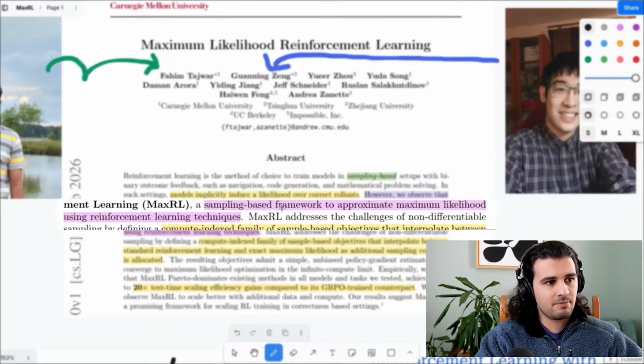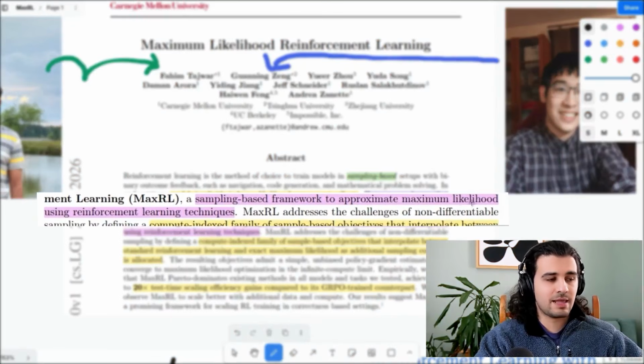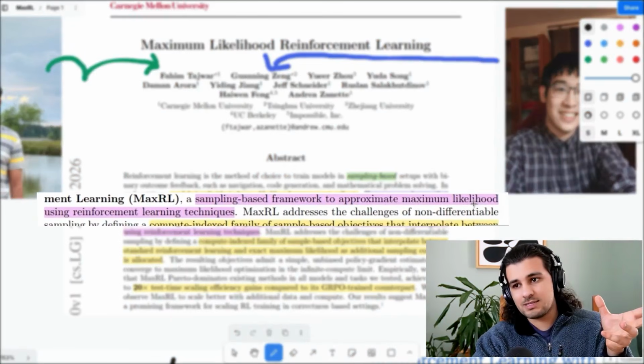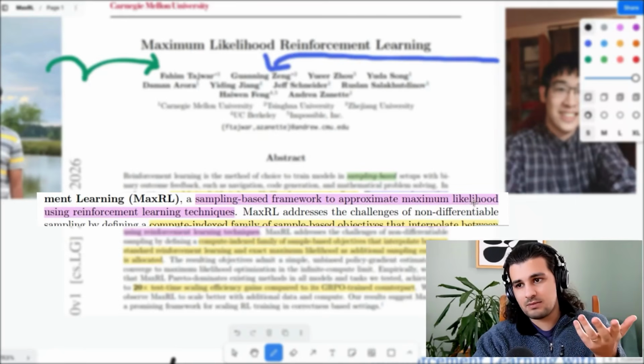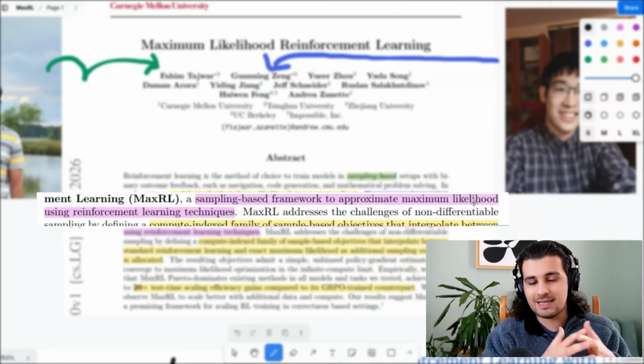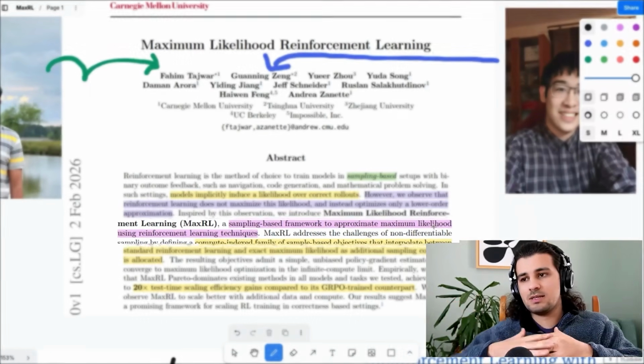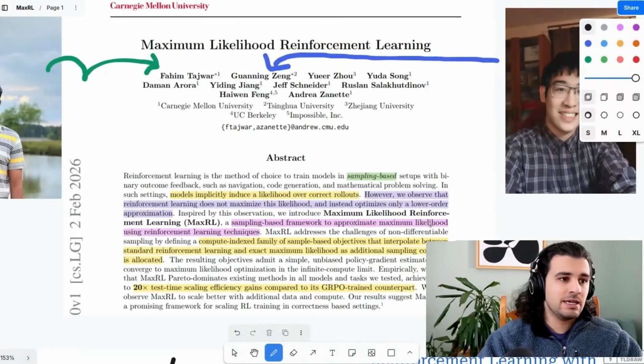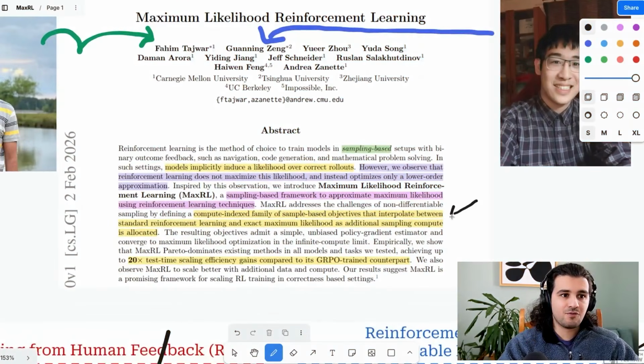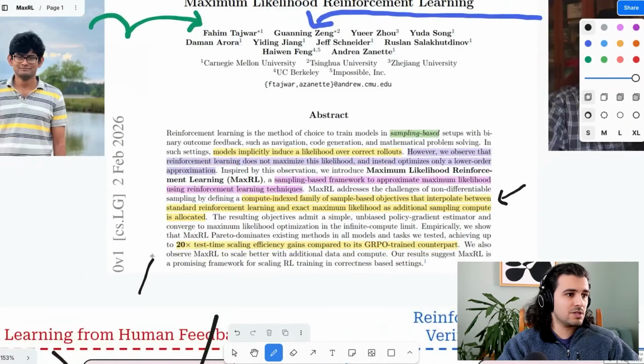So they made a sampling-based framework to approximate maximum likelihood. You can't actually do maximum likelihood in RL because it's non-differentiable, so it's not possible to do it exactly, but you can approximate it, and they show you how to get as close as possible if you have more compute. So MaxRL is a framework to be able to get there. They tested this framework and got some pretty cool results that we're going to see in a minute. One of the interesting results is they get 20 times test time scaling efficiency gain compared to its GRPO-trained counterpart.